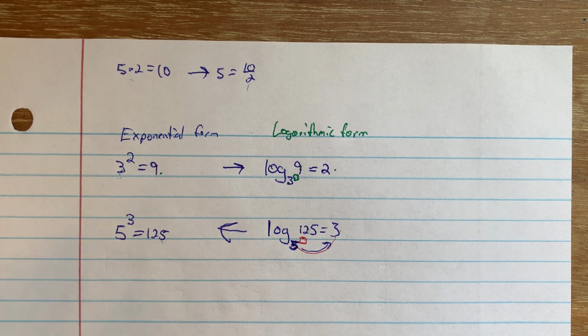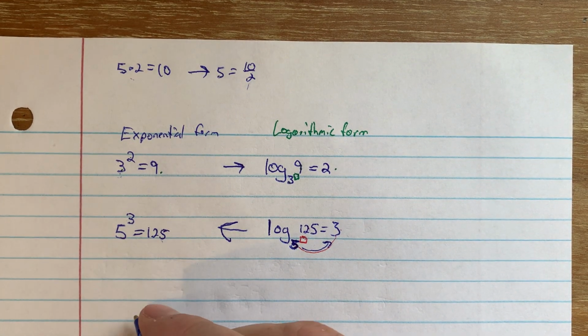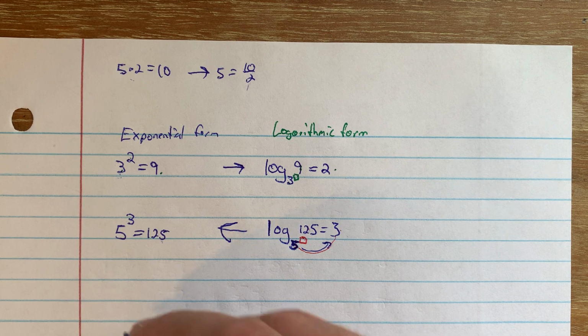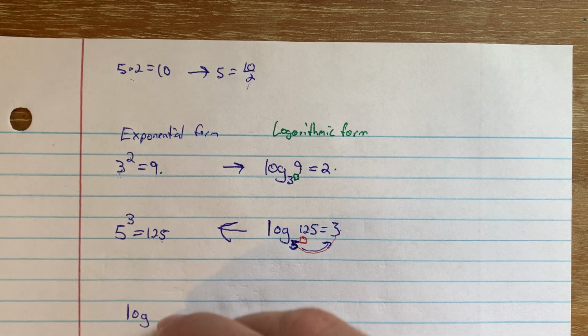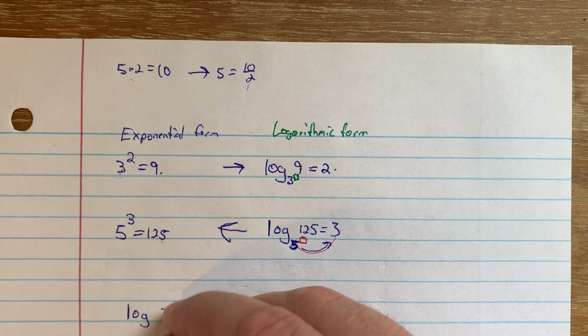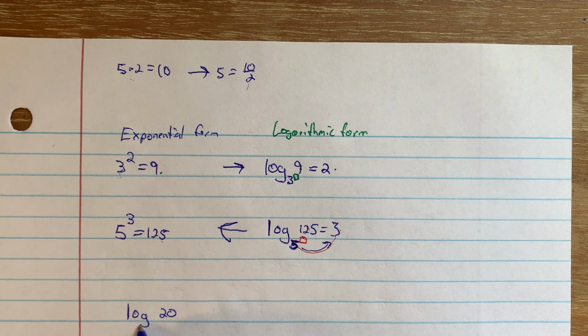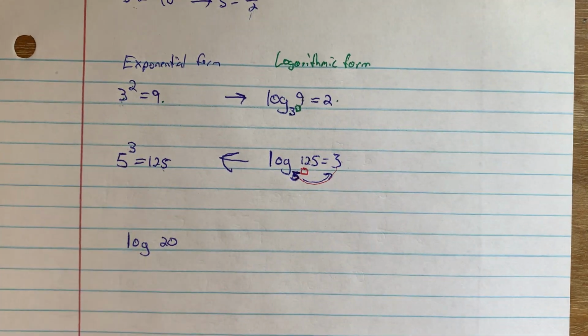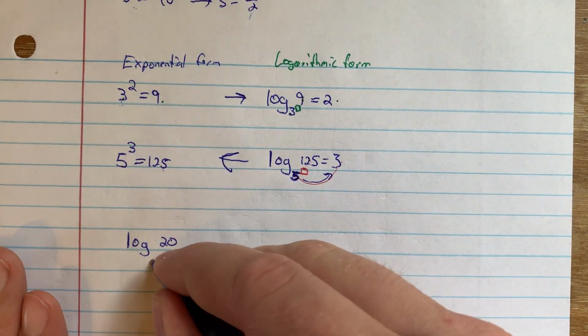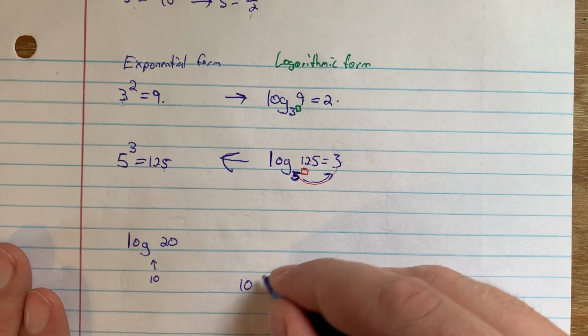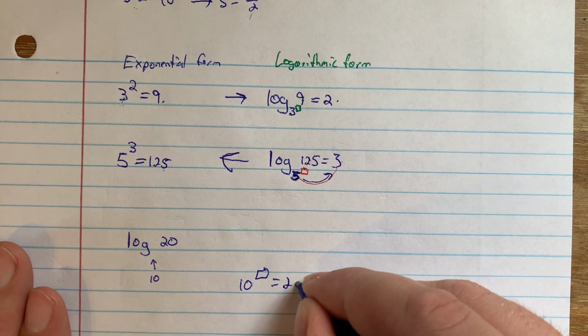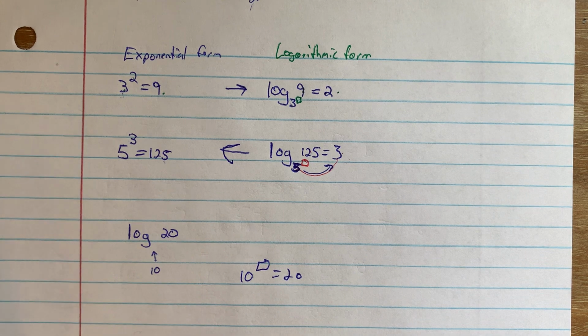The last thing I want to end this video with, really quickly, is estimating logs very quickly. Let's do log of 20. What is the base of this logarithm? I didn't write it, so the base is automatically 10. And so it's saying 10 to what power gives you 20? And this is an irrational number.